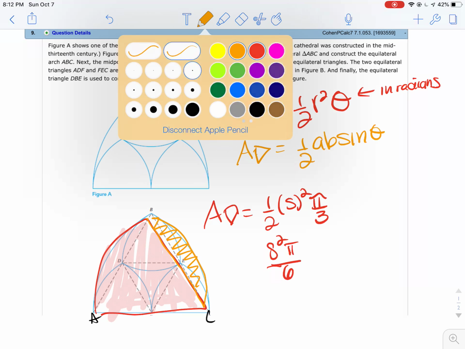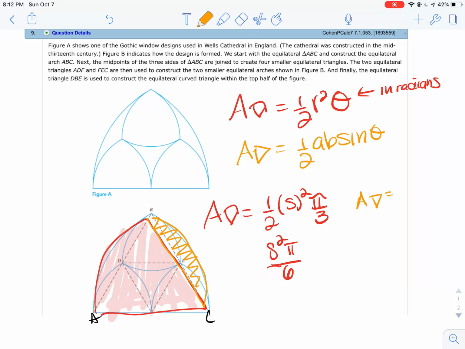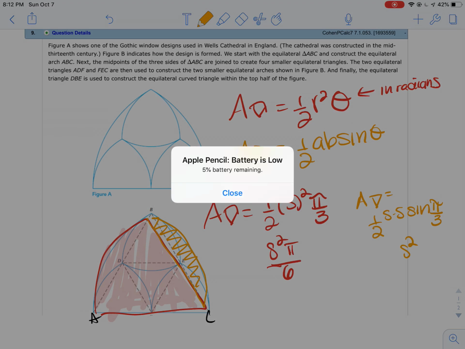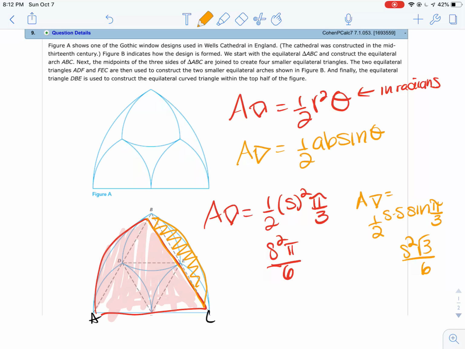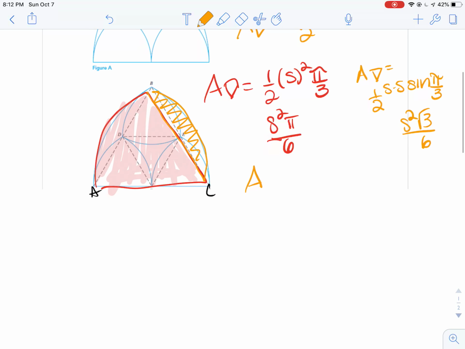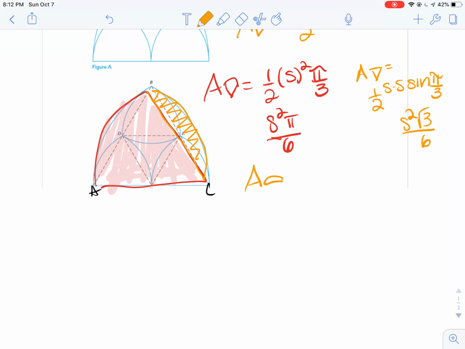And then to get the area of the triangle, we're going to plug in 1/2 AB sine theta. So we get s squared root 3 over 6. All right, so now to get the area of just the crust, that's going to be the area of a sector minus the area of a triangle. And that should be root 3 over 4. The sine of pi over 3 is root 3 over 2, so that should be root 3 over 4.